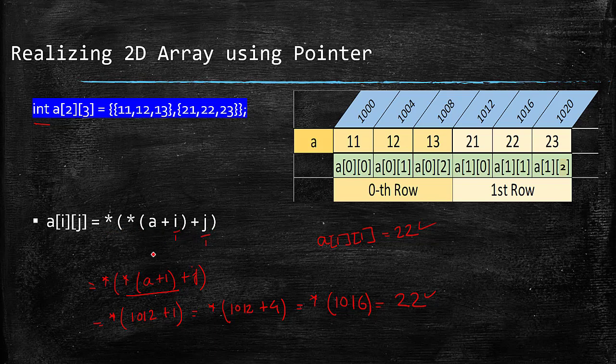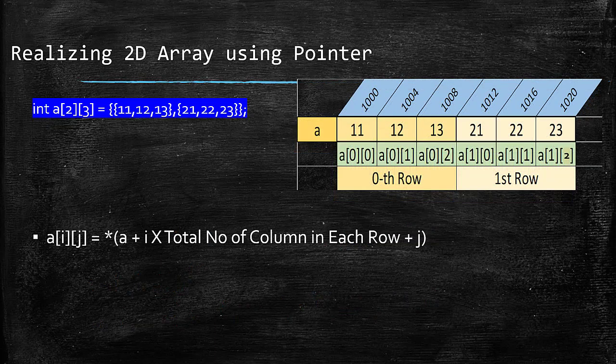Another notation we can use to access each and every element of that array is A, or the pointer to that two-dimensional array, plus the row number multiplied by the total number of columns in each row, plus j. So let us take that we want to find the value present in A[1][2]. What is the value in A[1][2]? 23. Using this expression, I also get the value 23.